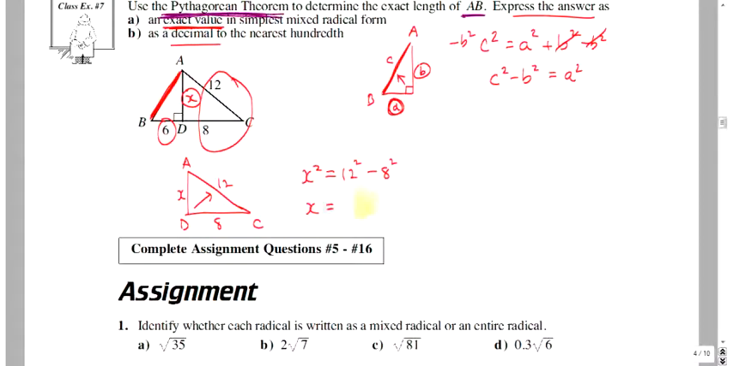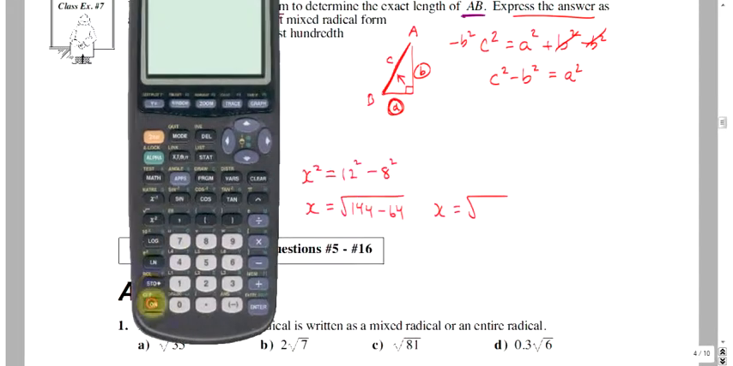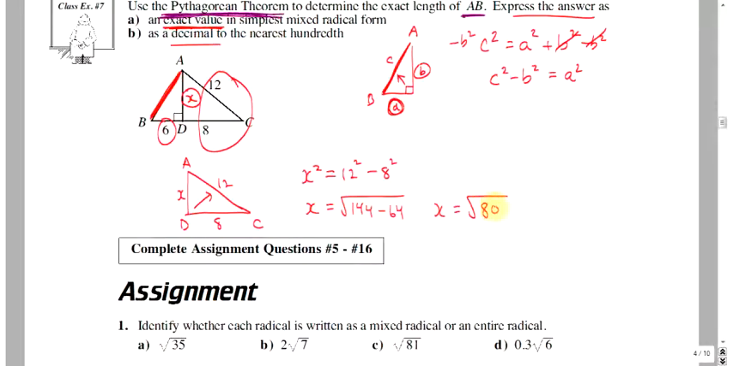So X is the square root of, what's 12 squared? 144. Minus, what's 8 squared? 64. So what's 144 take away 64? Let's not hurt ourselves. Someone's got it. What is it? Yep. But let's prove it. 80. That's what X is. Root 80.